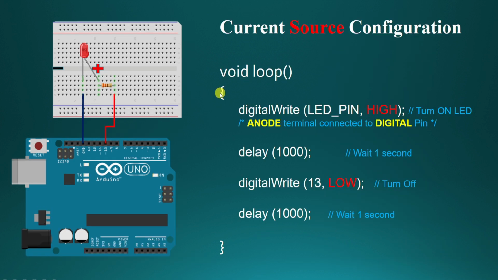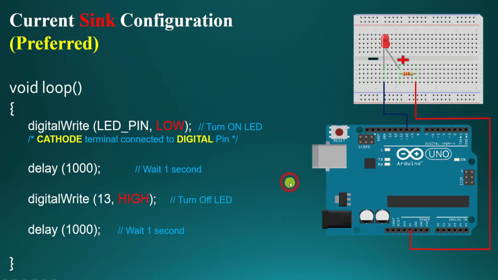As we already saw, there is the current source configuration code. It's the same one: we write high to turn on the LED, whereas low turns off the respective LED pin. In the current sink configuration, which is the most preferred configuration, the logic will be different. To turn on the LED, we need to write low on the respective pin. With a delay of 1 second, we write high to turn off the respective LED. So we can see practically how it behaves.